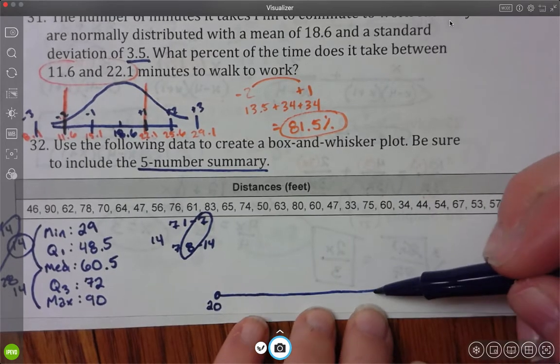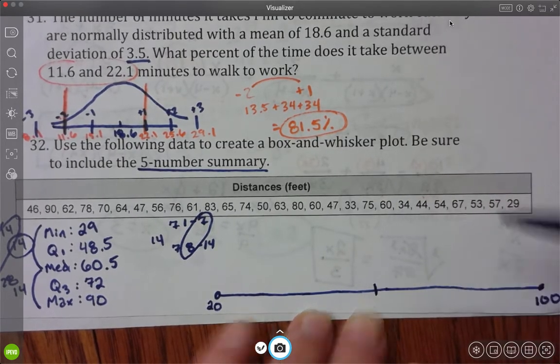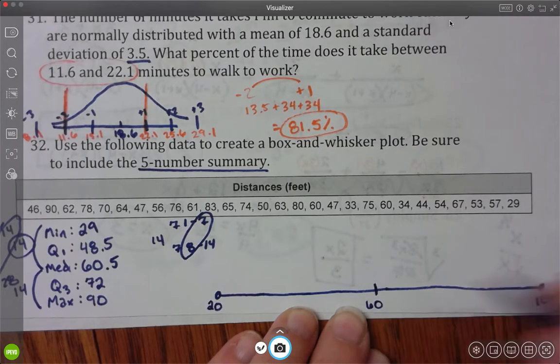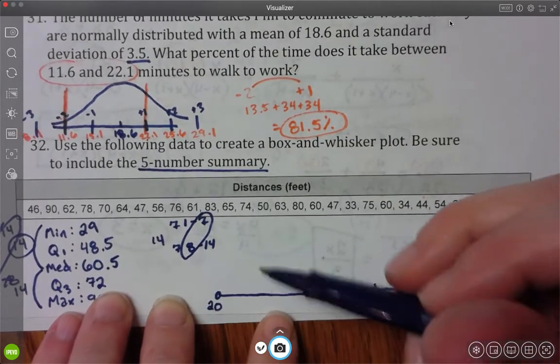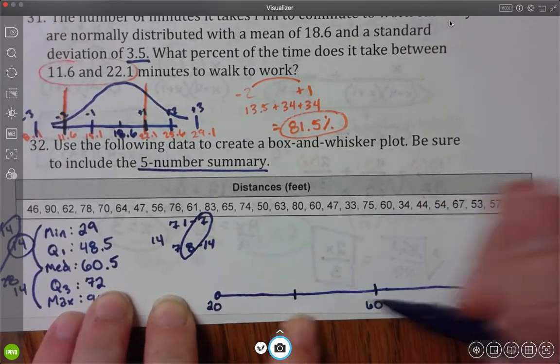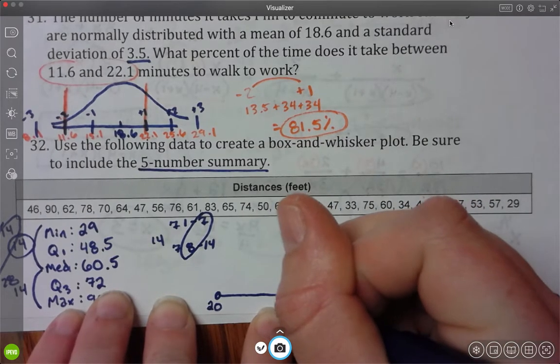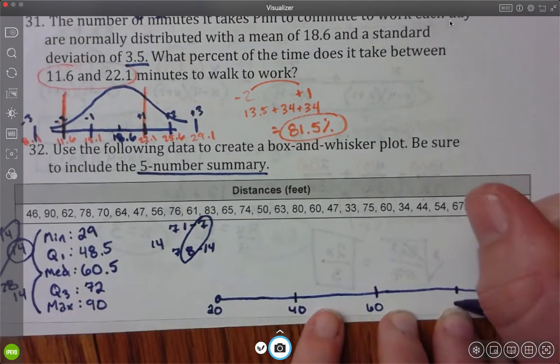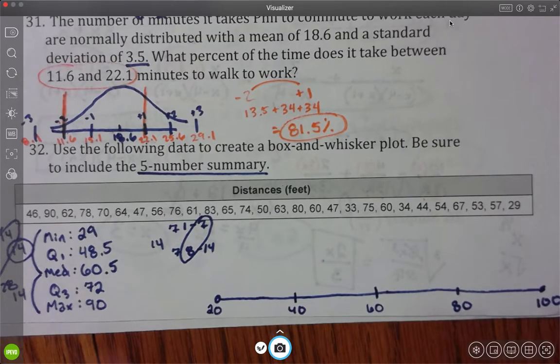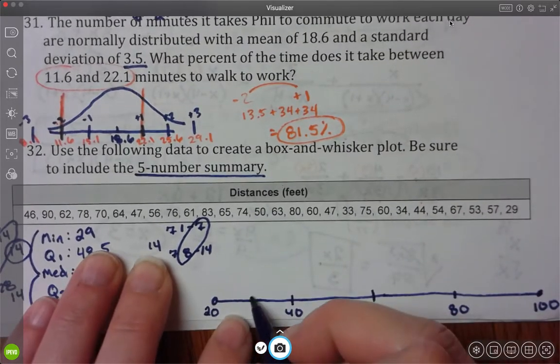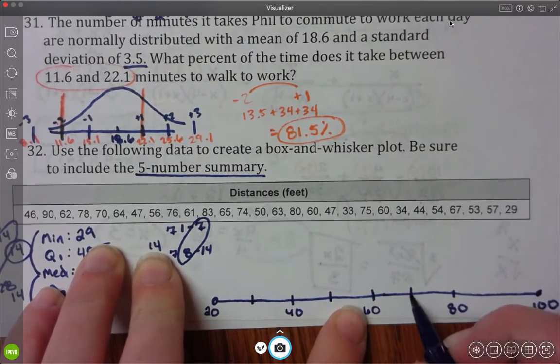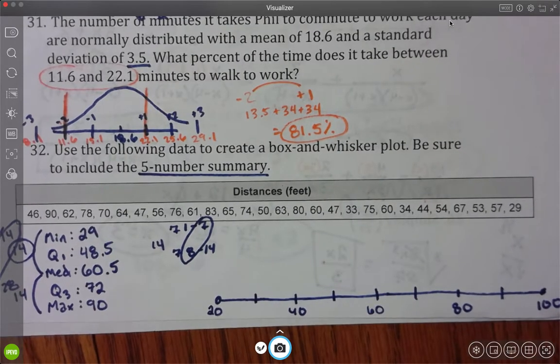Halfway between 20 and 100, if you average those together, this number would be 60. And then halfway between 20 and 60 would be 40. Halfway between 60 and 100 is 80. So that makes it really nice. And there's my numbers. Okay, this would be 30, this would be 50, this would be 70, this would be 90. That comes out really nice.